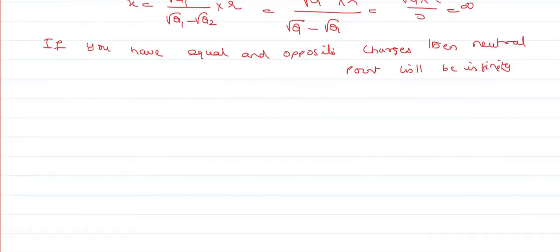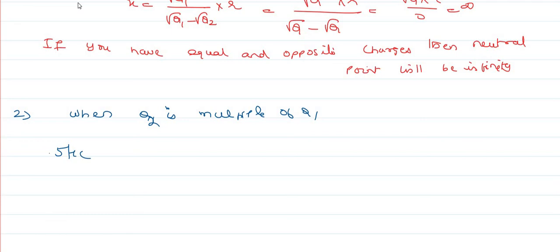The next case is when Q1 or Q2 is a multiple of the other. Any one charge you take, so Q1 is a multiple of Q2 or Q2 is a multiple of Q1. For example, 5 microcoulomb you are having and here 10 microcoulomb you are having. That means Q2 is 2 times Q1. This 2 is called n. So Q2 can be written as nQ1.